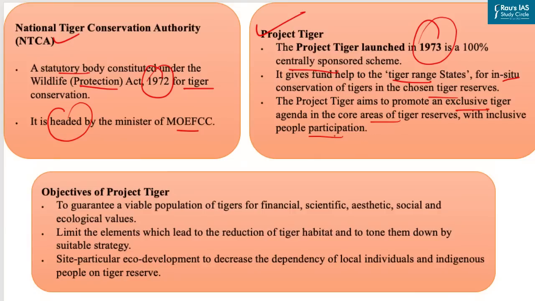with inclusive people participation. The key objectives of Project Tiger are to guarantee a viable population of tigers for economic, scientific, aesthetic, social and ecological values. Another important objective is to limit the elements which lead to the reduction of tiger habitat. Then to cite particular eco-development to decrease the dependency of local individuals and indigenous people on tiger reserves.